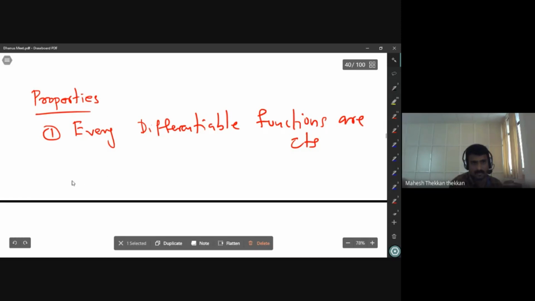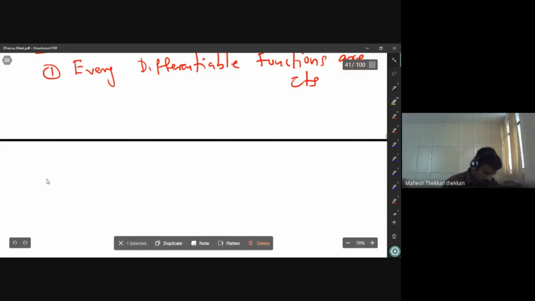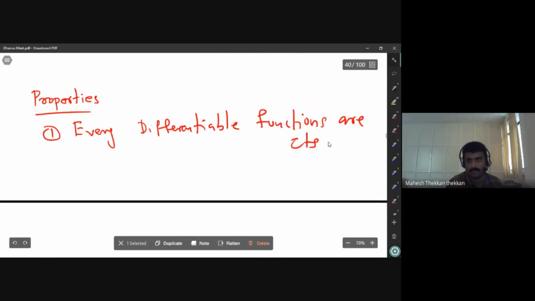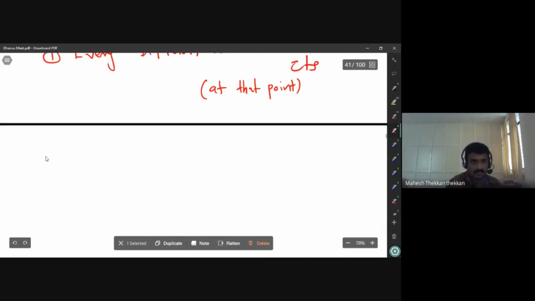Every differentiable function is continuous. And the second one I will tell you: it is continuous at that point where it is differentiable. So I can say at that point it is continuous. At the corresponding point, where it is differentiable, there it will be continuous. These are the two important ones.